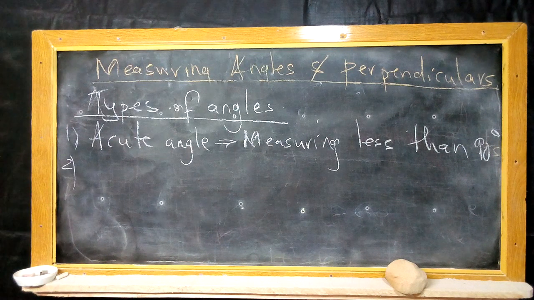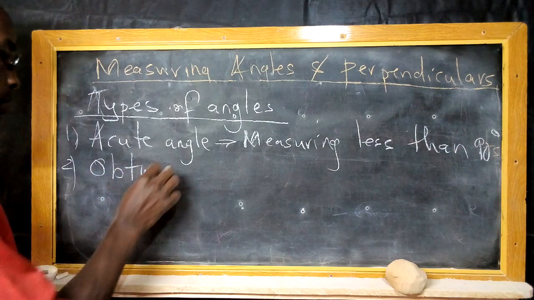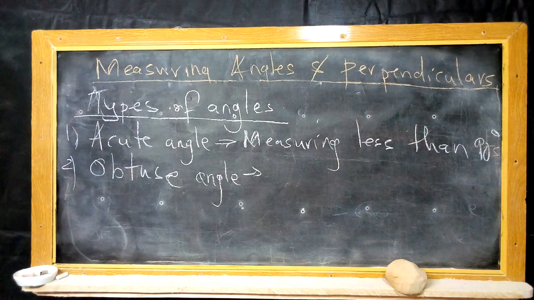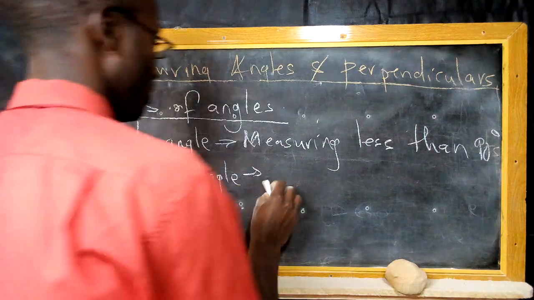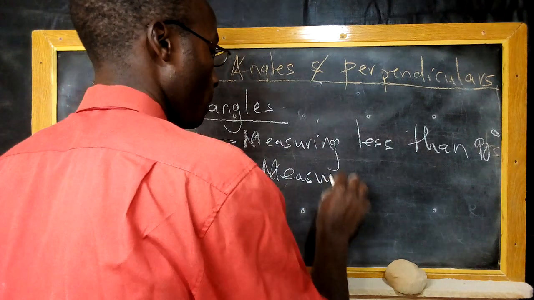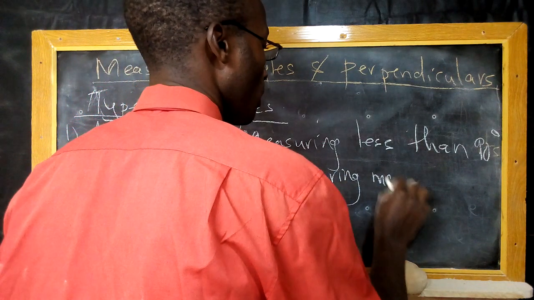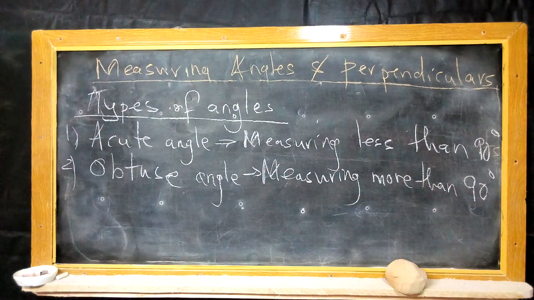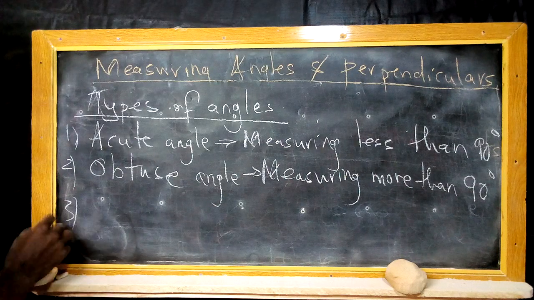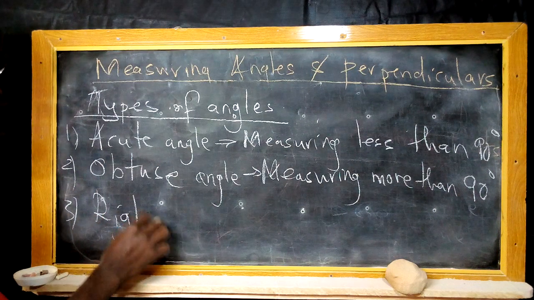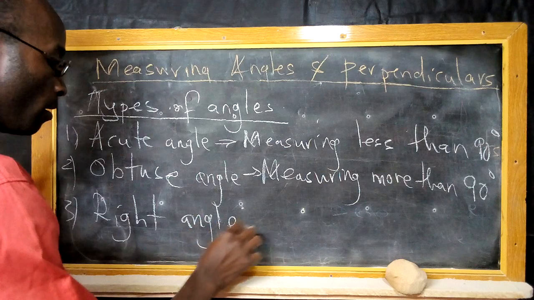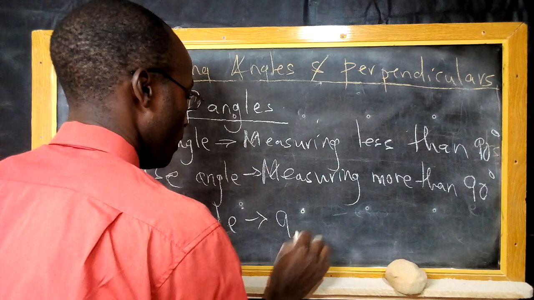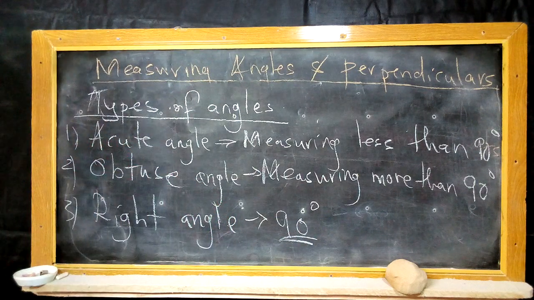So number 2, we have another example that is known as an obtuse angle. This is an angle that is greater than 90 degrees, so it will be measuring more than 90 degrees. In that case, we shall have another one which is a right angle. This is an angle that measures 90 degrees.